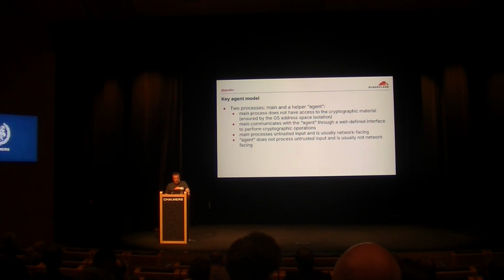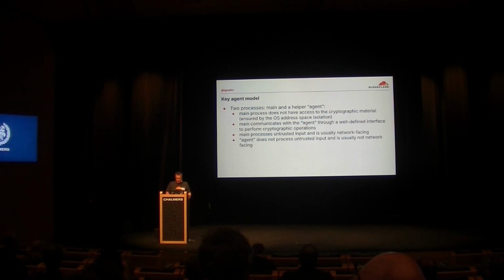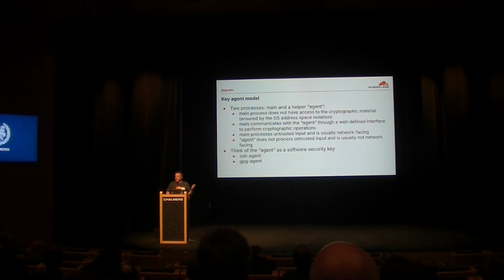Main communicates with the agent through this well-defined interface. The main process can process untrusted inputs, and the agent does not process untrusted inputs. It's never network-facing, so it's very hard to attack. Examples of this are SSH agent, GPG agent, and other software.